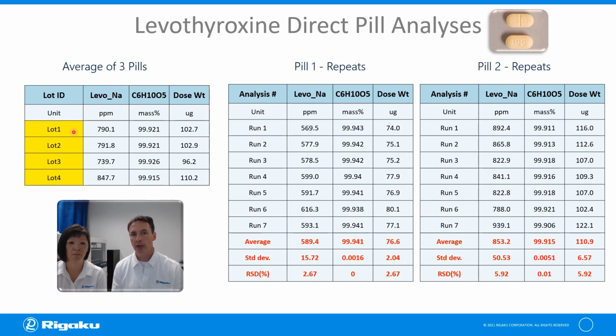We're showing the difference between multiple lots of this material of those pills, looking at say three pills of each of the four different lots. You can see the difference in the dose weight. The first two lots are fairly consistent, but if you look at lot three and four, lot three is low on potency and lot four is high on potency. In fact, lot four would fail the actual potency.